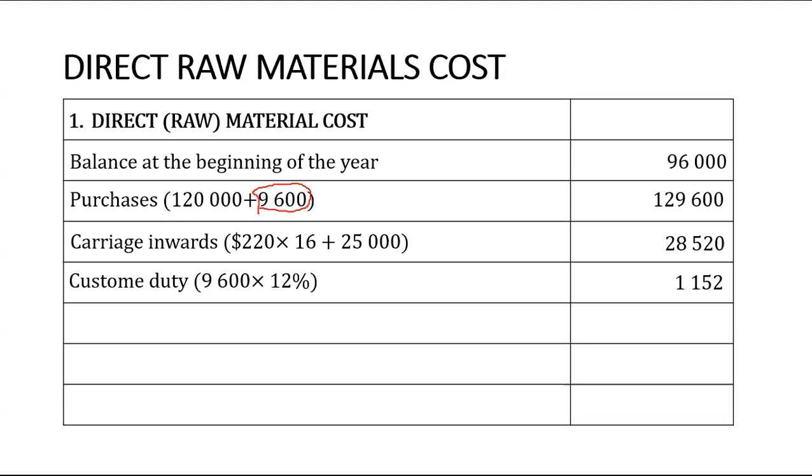Now, a lot of students normally confuse custom duty. They think custom duty is the cost of raw materials that you purchase overseas. No, custom duty is a tax that will be given to you as a percentage that will tell you that to purchase these raw materials, we paid so much tax on them. And in this case, that tax will be that 1,152. Then guys, I will just leave it like that because that's all I've got for now.